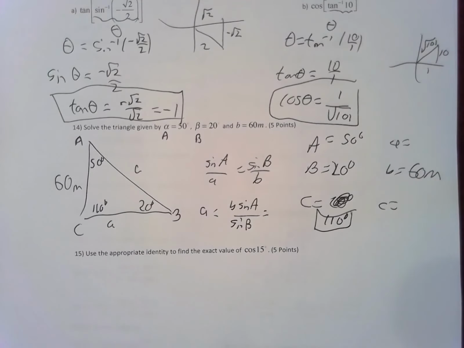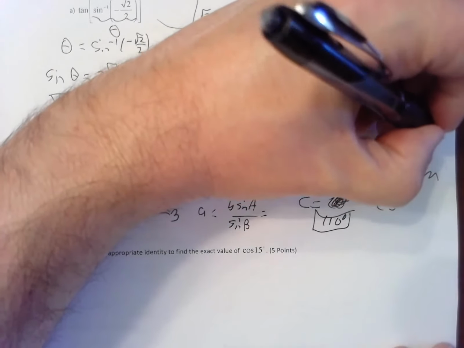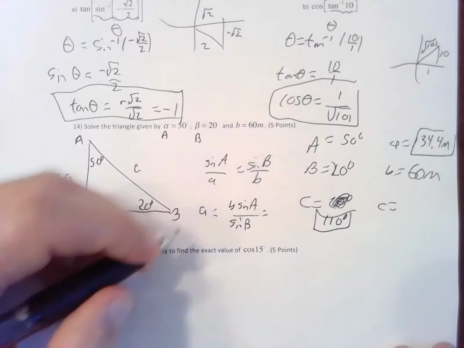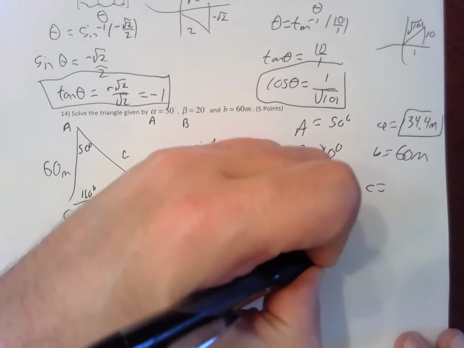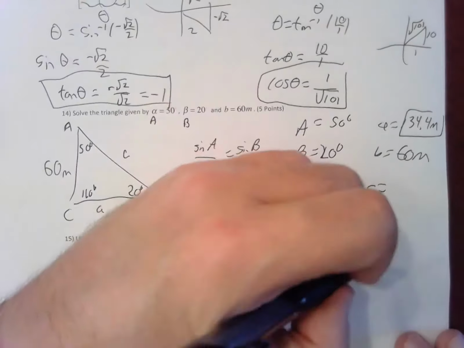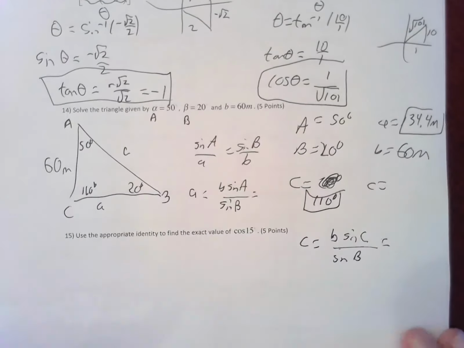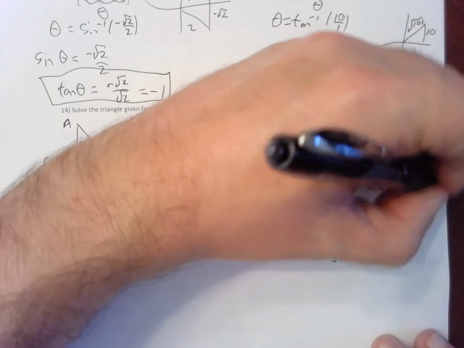Let me type that in a calculator. And I got 134.4 meters. Similarly, for side C, we're going to get B sine C over sine B. And I got 164.8 meters.